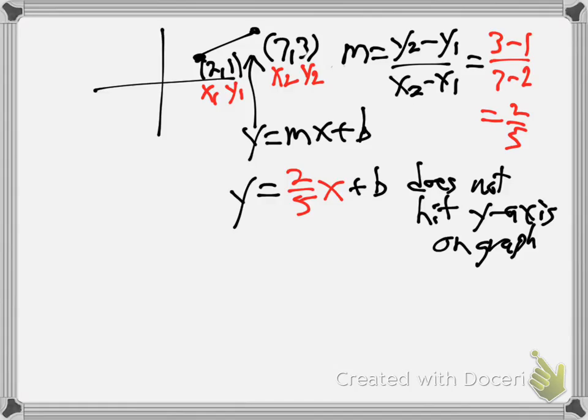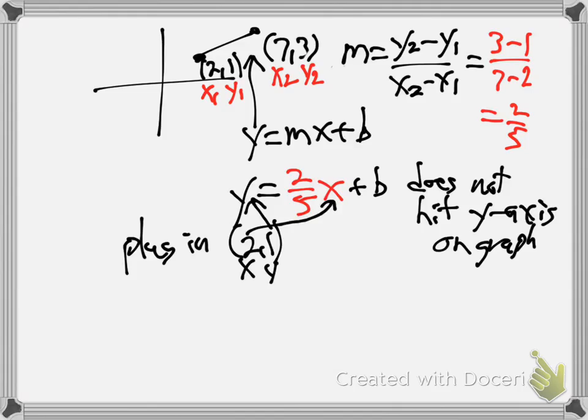The 2, 1 or the 7, 3. Remember this from algebra? If you plug in either one, just one of them, the 2, 1 or the 7, 3. Remember, this is x, this is y, right? So plug the 2 in for x, the 1 in for y. Then you could solve for b. That's what you have to do when the picture doesn't show the line hitting the y-axis.